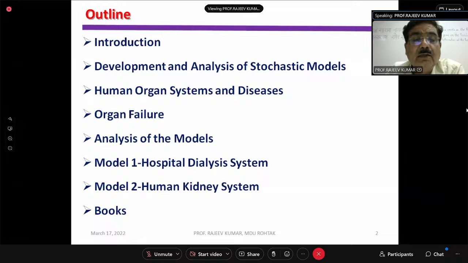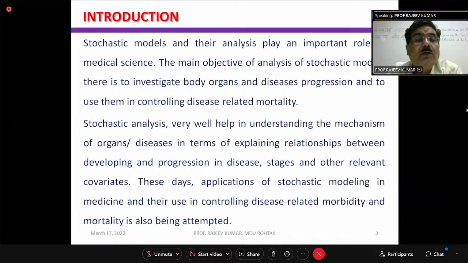Another one, I will take another model for the organ itself, the human kidney system. So the introduction part is, is my screen visible to all of you? Yes, sir, it is visible.